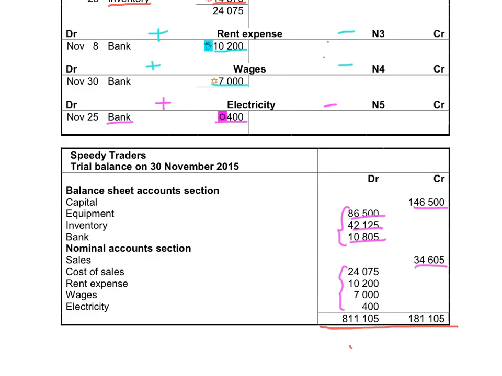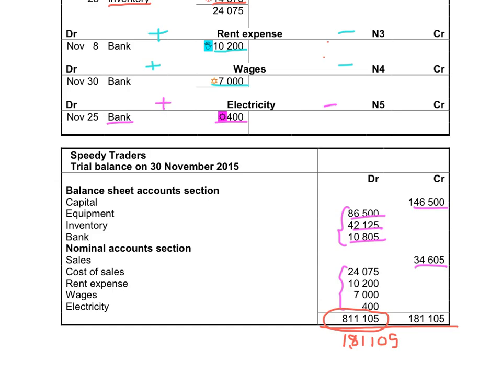Okay, in this case, if I add up the debit side, I realize that I made an adding mistake. So it is easy just to change the amount to 181,105. But in the majority of cases, it's not going to be so easy to detect the mistake.